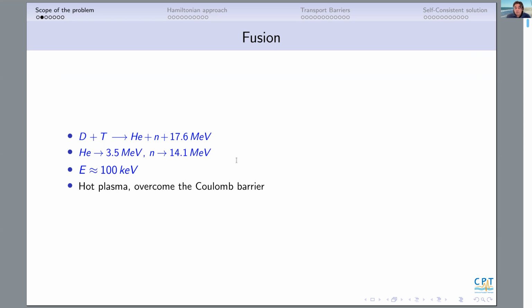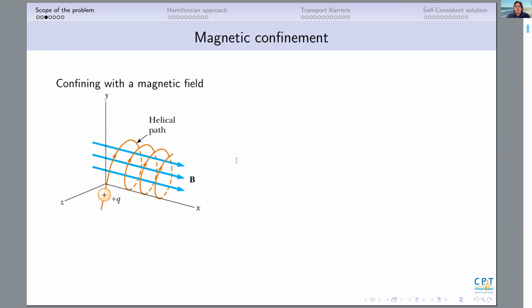So, why does it need to be so hot? It's because we need a very hot plasma in order to overcome the Coulomb barrier, the repulsion between the nuclei. So first, how to confine such hot plasmas? One of the ideas is to confine using a magnetic field. When we have a magnetic field like this, this is a cartoon with a uniform magnetic field, a charged particle is trapped in the sense that it just winds around a magnetic field line.